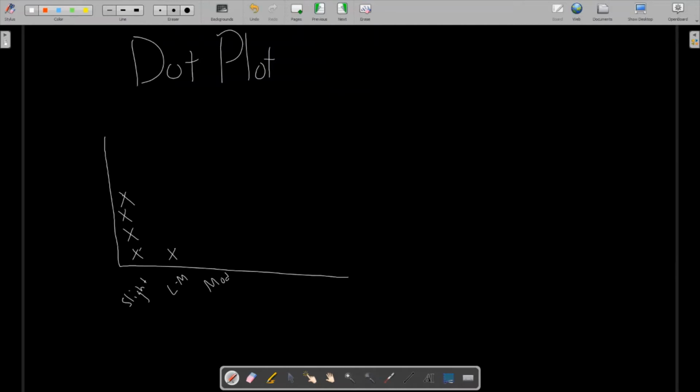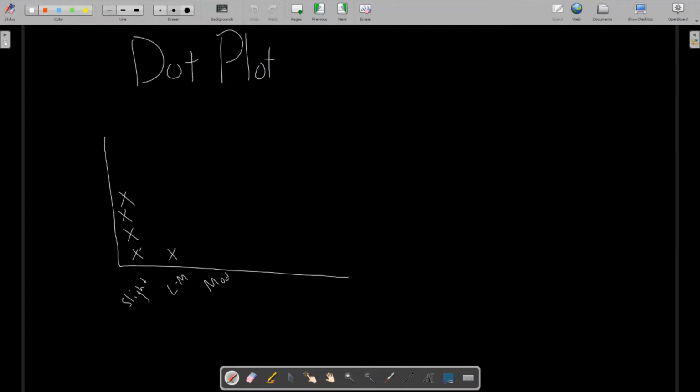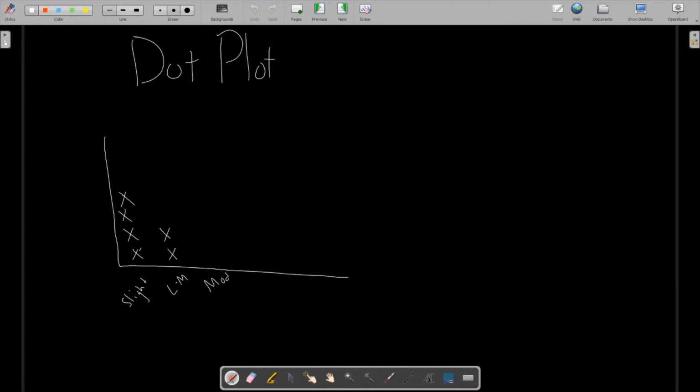LM, because we have a frequency of 2, we'll draw 2 X's. And you always, with these dot plots, want to make sure that your X's are all the same size so that you can compare the heights of each stack of X's to each other correctly. And moderate, we had a frequency of 3, and so we'll draw 3 X's going up.